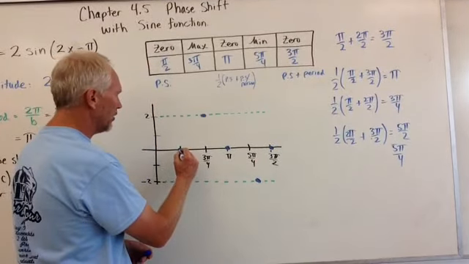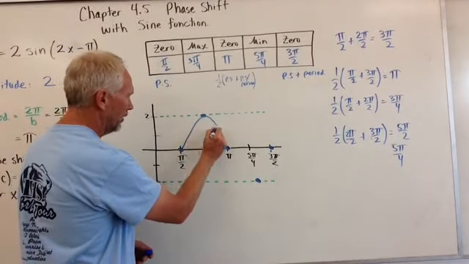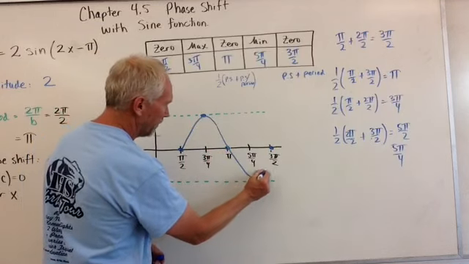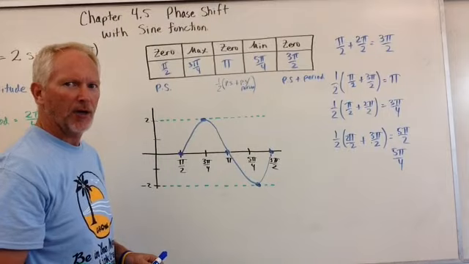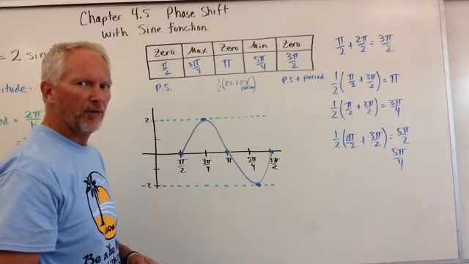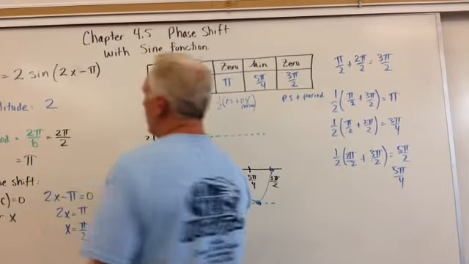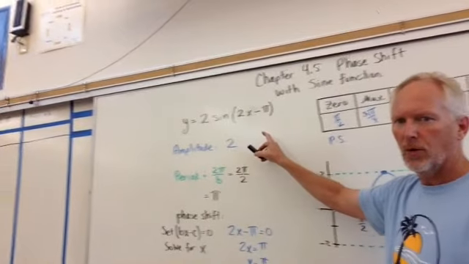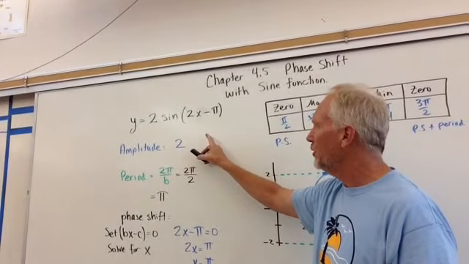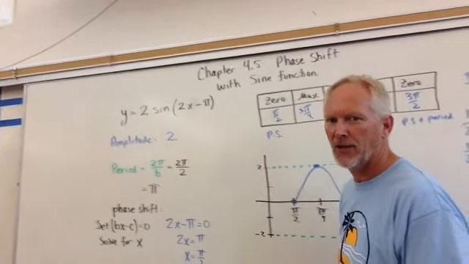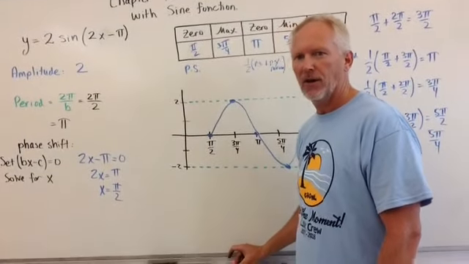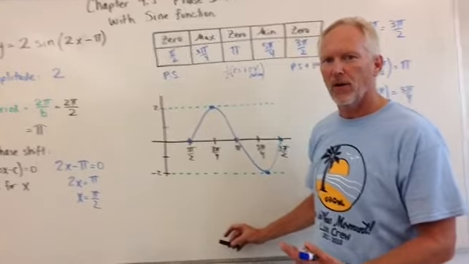So what we should see is our curve look like this. And there we go. That is our sine curve with the function y equals 2 sine of (2x minus pi). So that's how we do a basic horizontal phase shift.